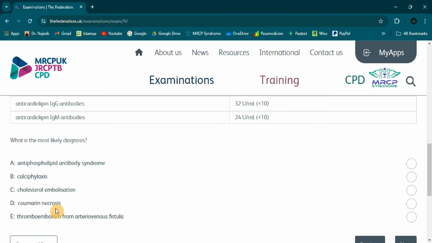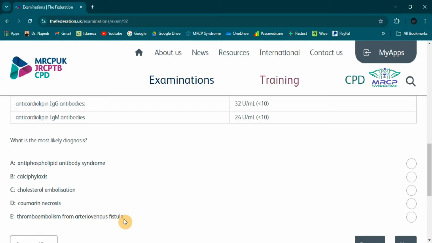And coumarin necrosis lesions are usually sharply demarcated, painless necrotic plaques that are usually found in areas of high subcutaneous fat, like the breast, thigh, or the buttocks. And livedo reticularis will also not be a finding. And coumarin necrosis also does not come with the features of eosinophilia.